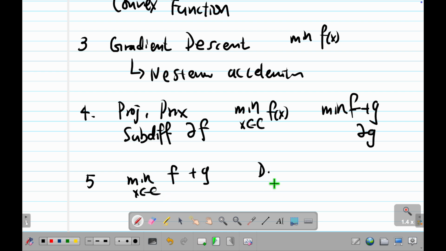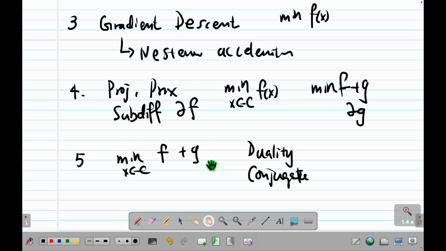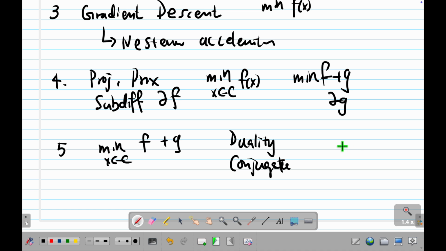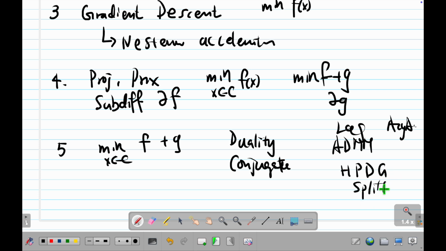Then we will talk about duality and conjugate. And this is a problem. This is the math. What's the algorithm? It will be ADMM, Lagrangian multiplier or augmented Lagrangian multiplier. And then we have a bunch of something called hybrid primal-dual algorithms. They have a bunch of people's names. And then they also have something called splitting. So basically, all of them are primal-dual things.